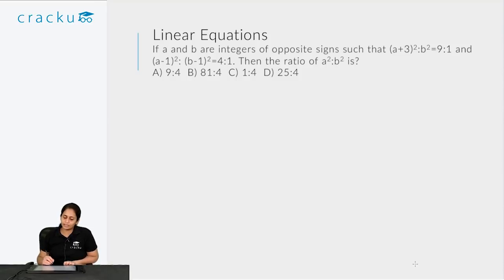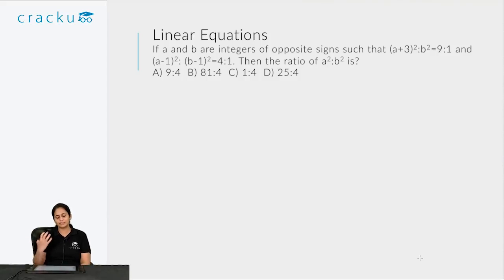If a and b are integers of opposite signs such that (a plus 3) the whole square to b square is 9:1 and (a minus 1) the whole square to (b minus 1) the whole square is 4:1, then the ratio of a square to b square is what? Now this is kind of a ratio and proportion question also, but if we actually go on to solve it, it will require linear equations fundamentals.